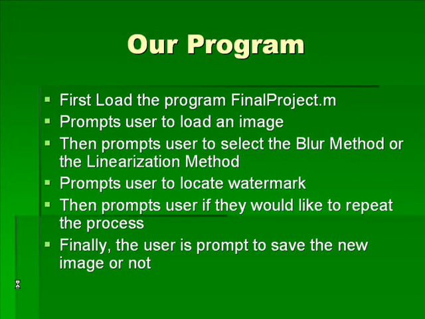To run our program, first load the program finalproject.m on MATLAB. This will then prompt the user to load an image file, then prompt the user to select the blur method or the linear method. Then it will prompt the user to locate the watermarks they desire to select, then prompt the user if they would like to repeat the process. Finally, the user is prompted to save the new image or not.